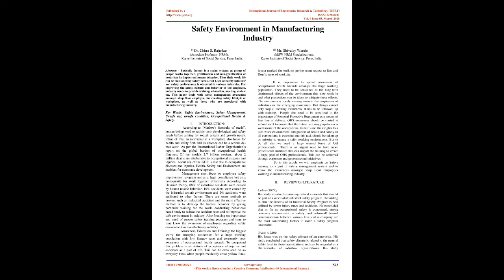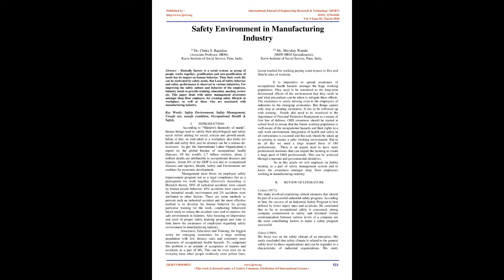Safety environment in manufacturing industry. Abstract. Basically, a factory is a social system, as a group of people works together. Gratification and non-gratification of needs has its impact on human behavior. Thus their work life can be motivated by safety needs.